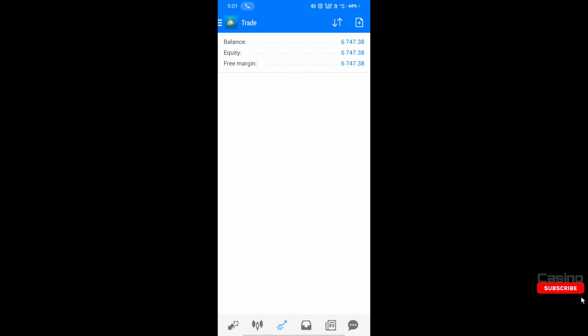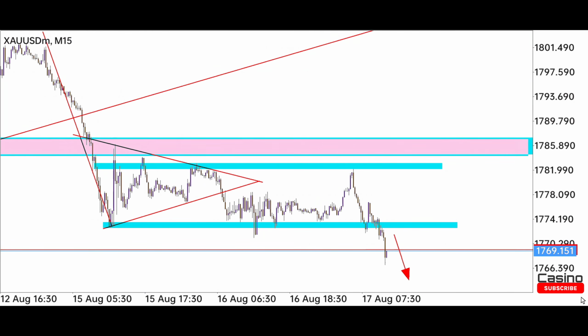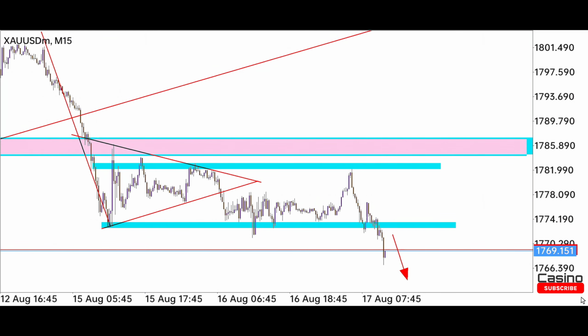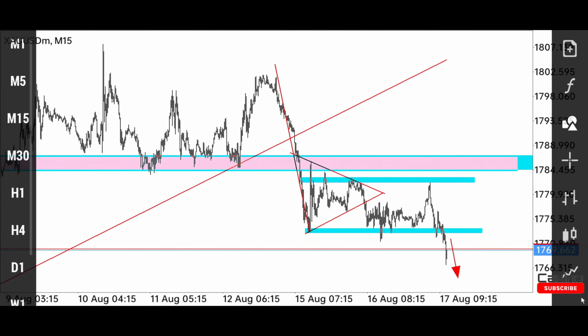I had deposited $4,500, which has grown to $6,747. This profit is 50% of our account, which is half. The market respected our setup. The market went the same way we analyzed. You can also take trades on candlestick patterns and practice.